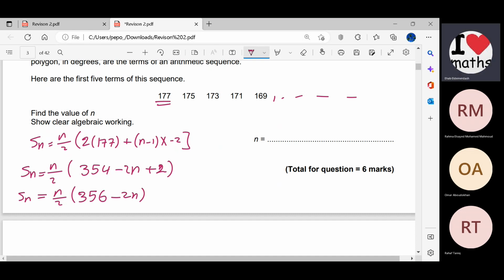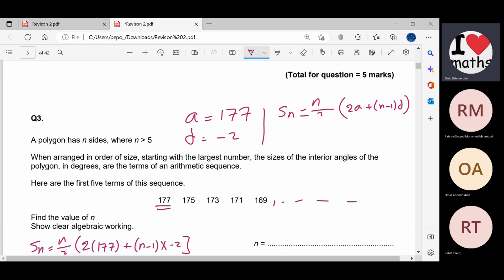This is the sum of the nth term. What was the formula we used? Sn equals n over 2 into 2a plus n minus 1 into d. What is this sum the sum of? It's the sum of the terms of the sequence, right? This is the maximum that I know. Now I don't know anything else.